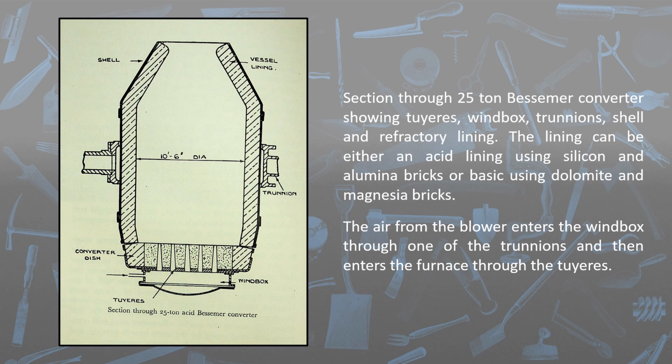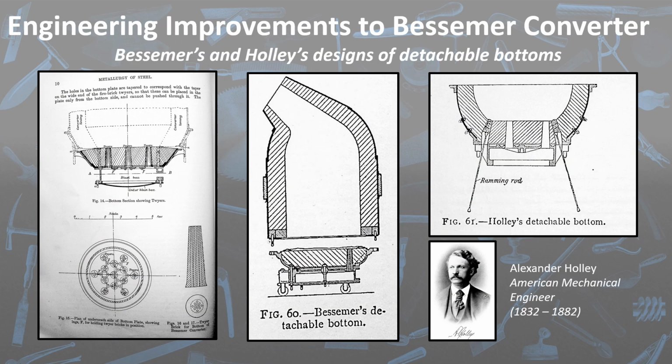The lining can either be an acid lining using silica and alumina bricks, or basic using dolomite and magnesia bricks. The air from the blower enters the windbox through one of the trunnions, and then enters the furnace through the tuyeres. Many engineering improvements were made to the converter over the years.